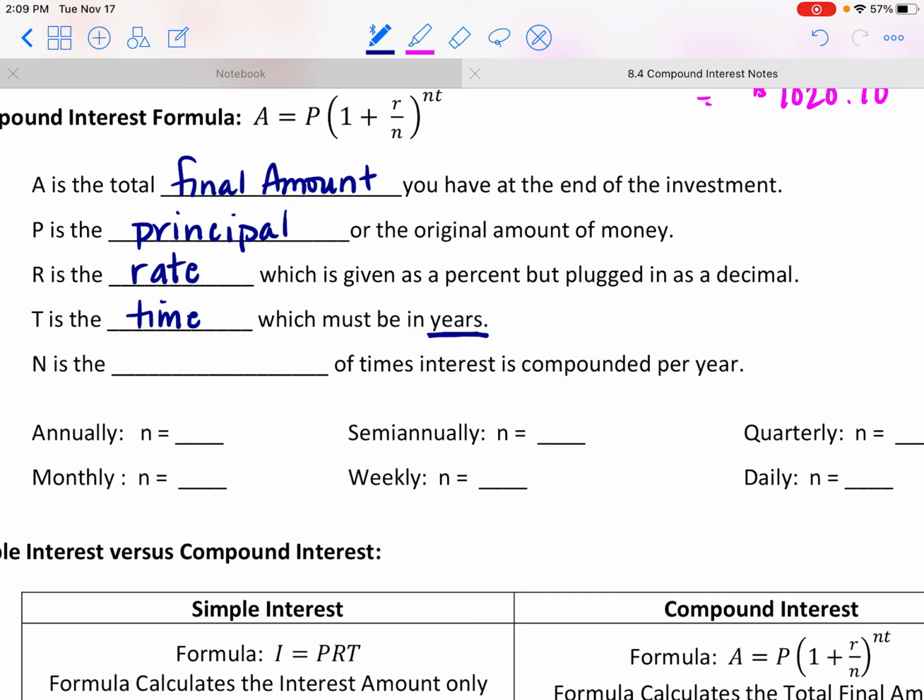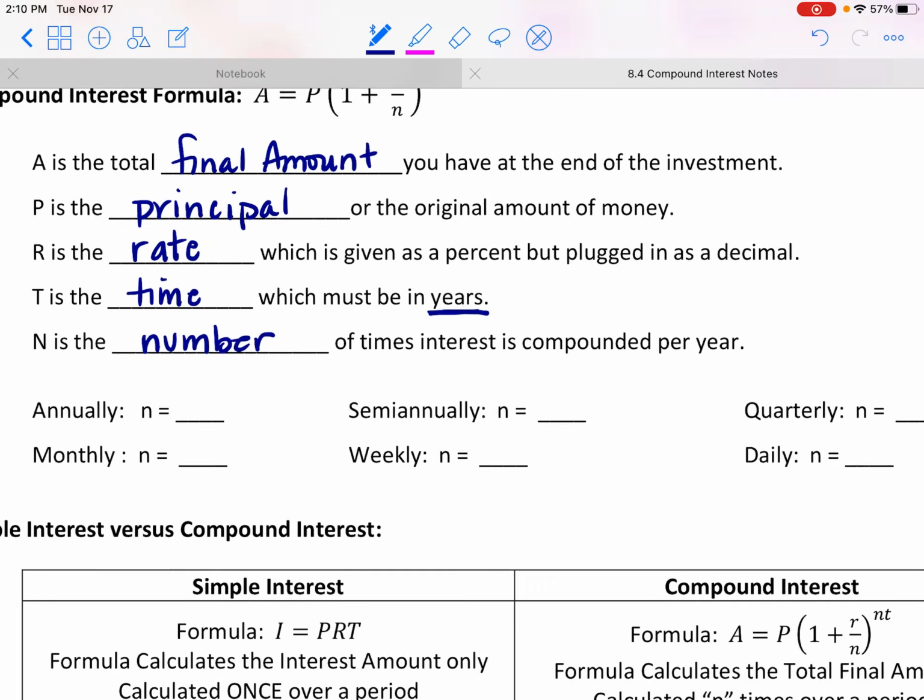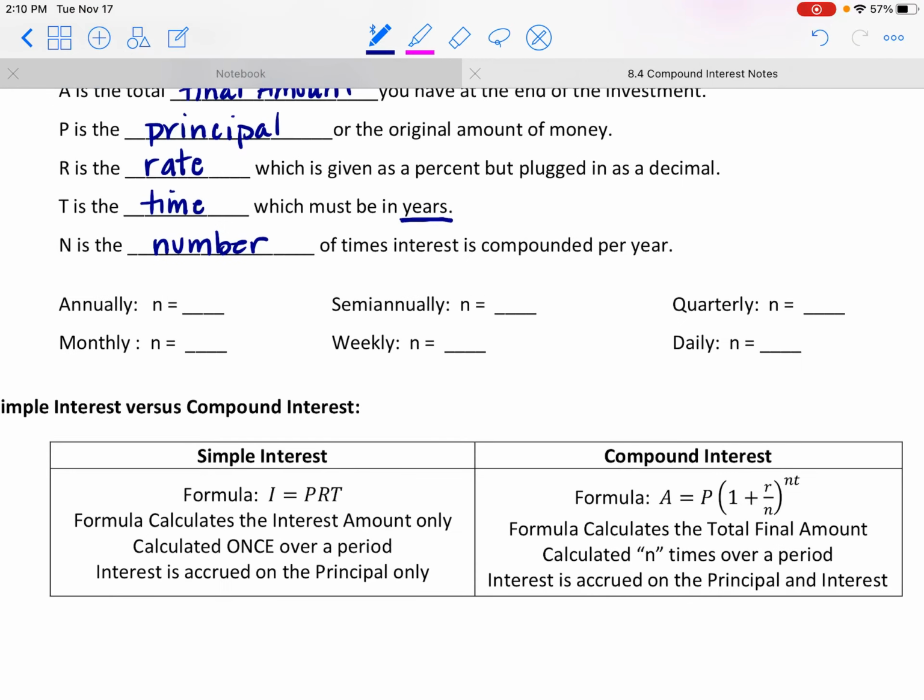And then N is the new piece in our formula, and N is the number of times that we're going to be compounding or calculating that interest. So if our problem says that we're going to be compounding annually, annually means one time per year. In that case, we might as well just use the simple interest formula. But annually means N would go in as 1. If it was monthly, N's going to go in as 12 because there are 12 months in the year. Semi-annually would be 2. That would be 2 times per year.